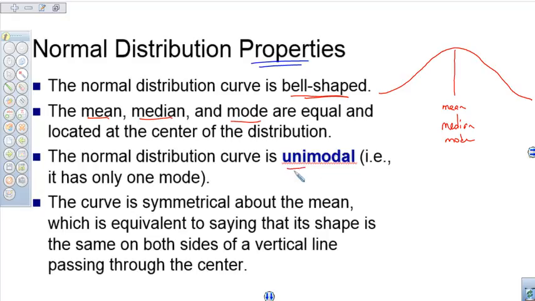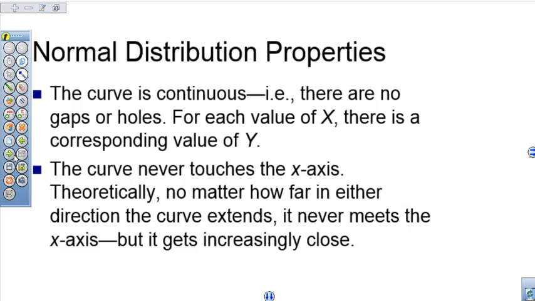It's unimodal. Uni meaning one. It has one mode. So it's not a camel. It's not that. It's unimodal. It's this one. The curve is symmetrical. Symmetrical means you can fold it in half, and I would get 50% on this side and 50% on that side. So we have that vertical line, the mean, median, mode right smack in the middle. We fold that guy in half, and it's symmetrical on both sides.